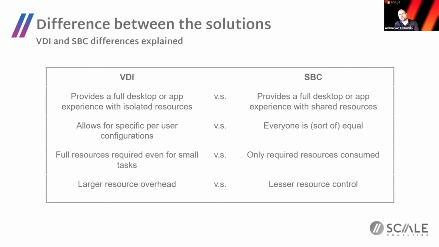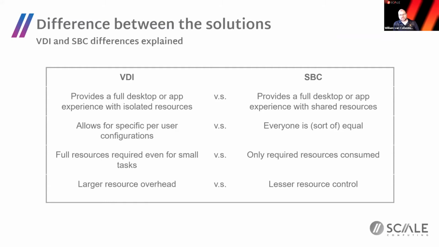So when we talk about VDI, quite often we're actually talking about two different technologies. We're talking about VDI and we're talking about SBC: virtual desktop infrastructure and server-based computing. Basically, what I've put in the slide is a little bit of what's the difference between the two of them. So VDI is where you provide a Windows client operating system as a single entity to one of your end users. So you provide either a full desktop or an application with isolated resources.